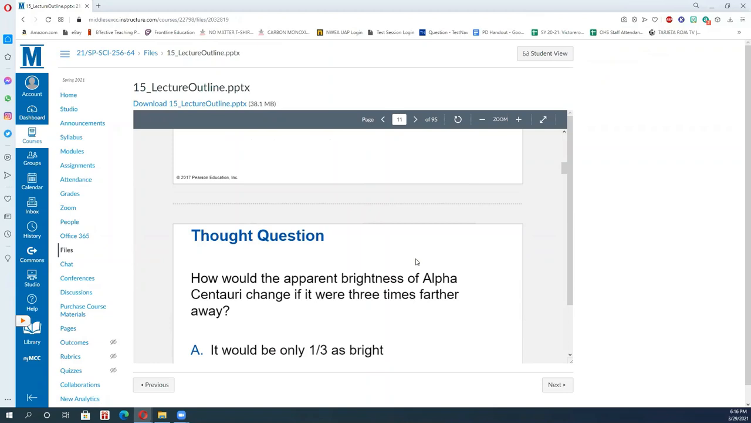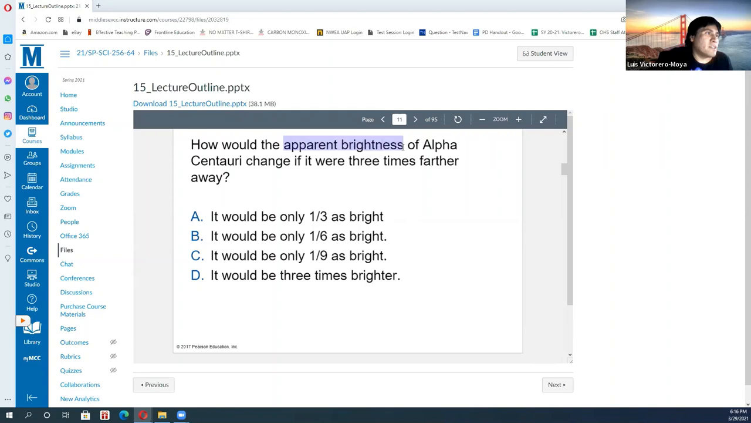So that's how I will ask the question as well, so you don't get confused. How will the apparent brightness of Alpha Centauri change if it were 3 times farther? It will be only 1/9 as bright because of this equation here.